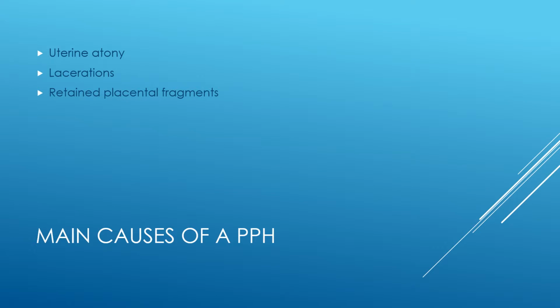Retained placental fragments. The inversion of the uterus. Sometimes when the placenta is pulled on too roughly, it can cause the uterus to invert and cause a massive bleed. And placenta accreta, which is when the placenta embeds itself too deeply into the uterine wall. And of course, hematomas.